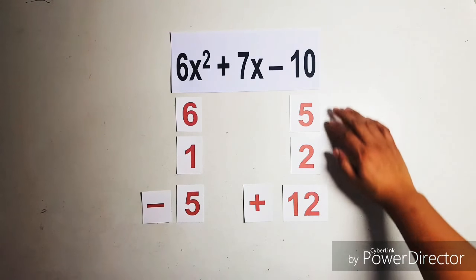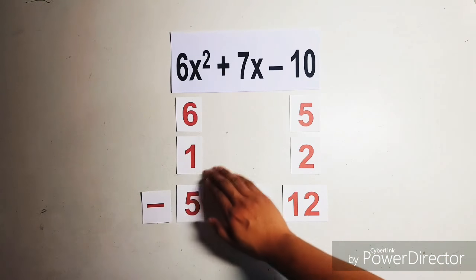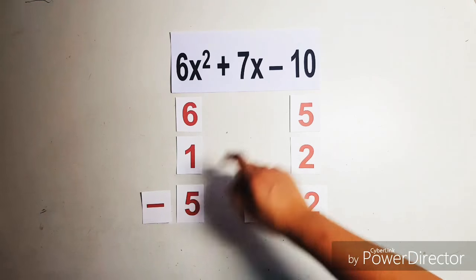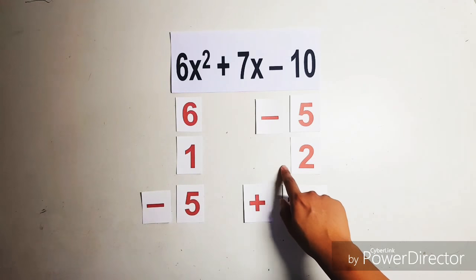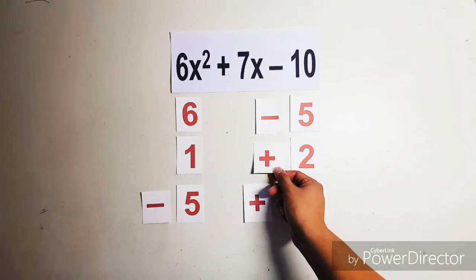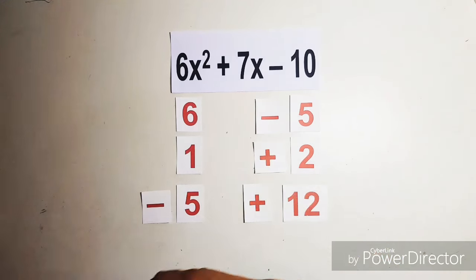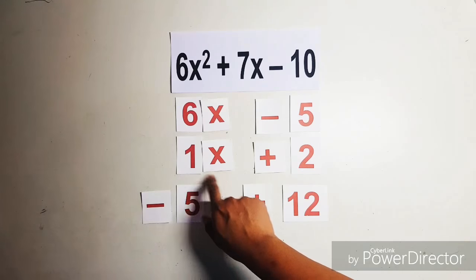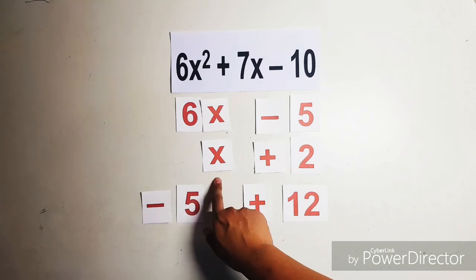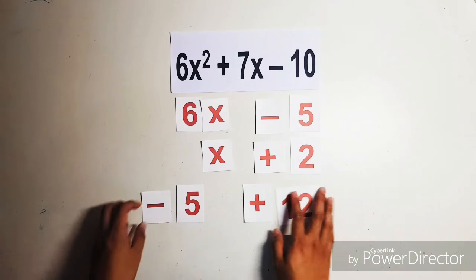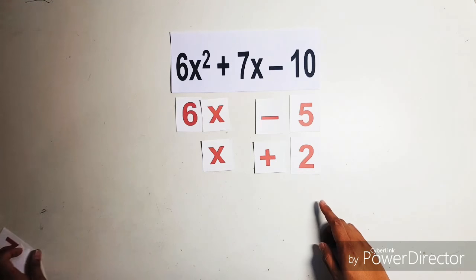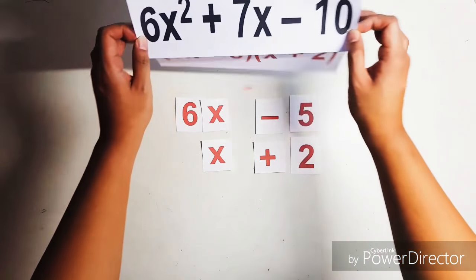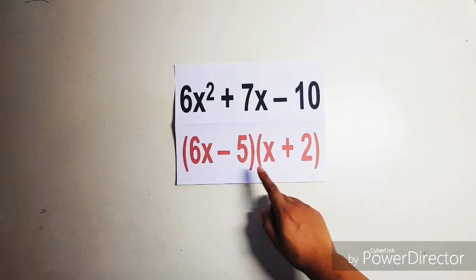Now, to determine the signs of our binomials, since we obtained this 5 from 1 times 5, that will also be negative. And this 12, since that is from 6 times 2, will be positive. Then we just add our variable for the first term. Since this is 1x, we remove the 1. So this will be our expression. Our binomials will be 6x minus 5 and x plus 2. And to write that in factored form, that is 6x minus 5 times x plus 2.